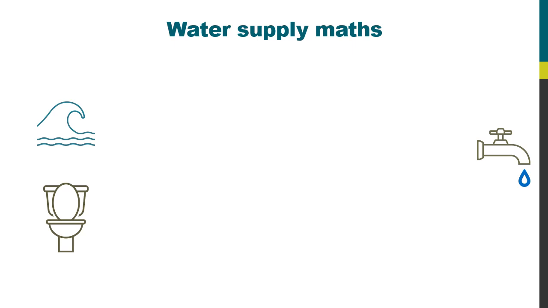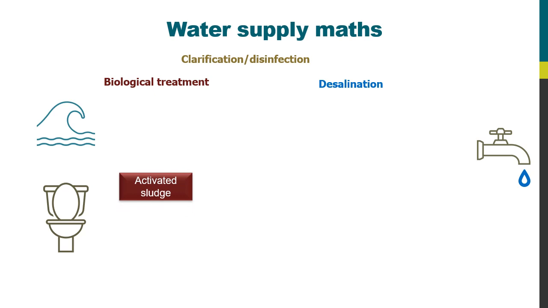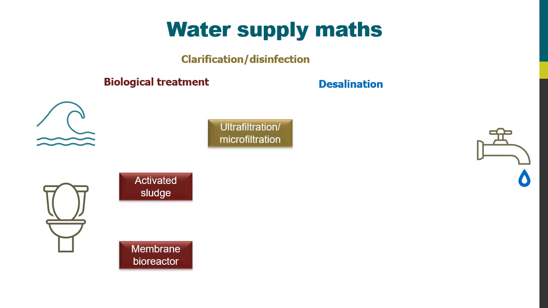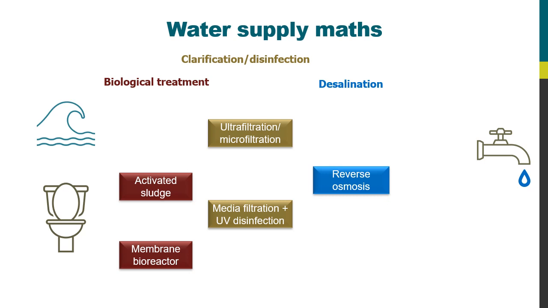The processes appropriate to treating these waters can be categorized as biological, clarification, disinfection and desalination. And the individual processes we're going to consider are the conventional activated sludge process, or CAS, the membrane bioreactor, ultrafiltration or microfiltration, classical media filtration followed by disinfection by UV irradiation, and then desalination by reverse osmosis. RO will always be preferred as the desalination option unless there's bucket loads of free or low-cost thermal energy available.